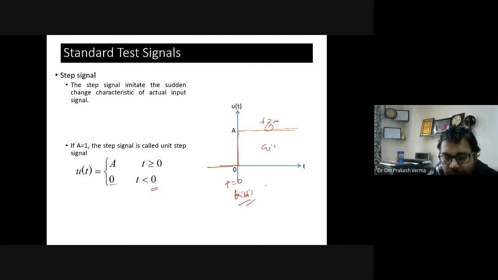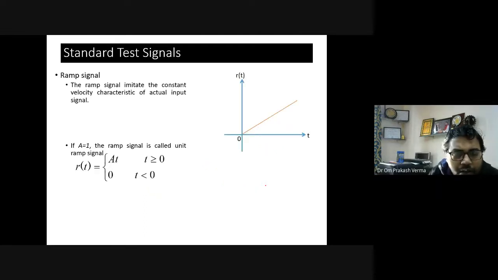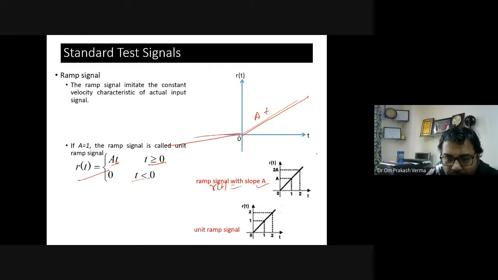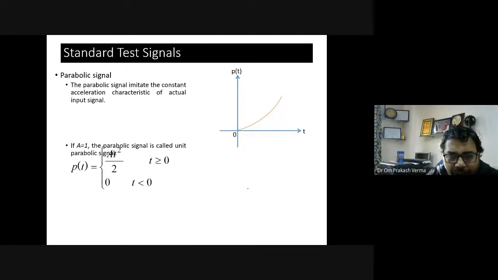What is going to happen? You already studied the signal system. So in the ramp signal, as you know that this is the RT. RT is equals to nothing but the AT, or you can say A is the slope and T is the input. So this is the response. Okay, so for t greater than equal to 0, this response is coming, and for t less than 0 it is 0, right? So come to the ramp signal with the slope A. This is the slope, right? So this is the unit ramp. Okay, and this is with the slope A. Okay, so this is the parabolic. Parabolic, as you know, the PT is equals to AT square by 2.